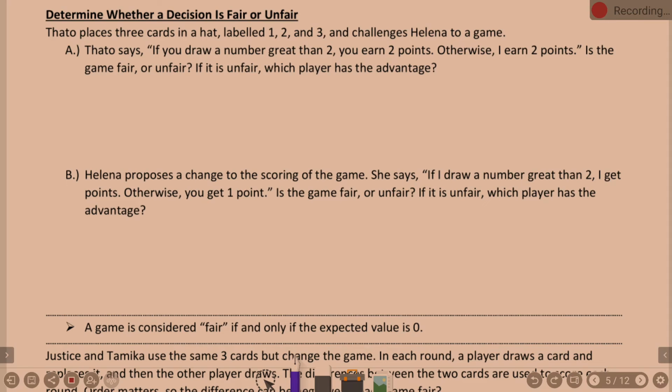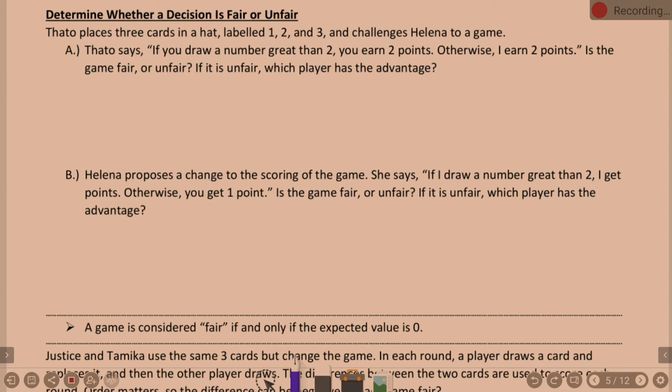Thado places 3 cards in a hat, labeled 1, 2, and 3, and challenges Helena to a game. So here's the hat. Thado says, if you draw a number greater than 2, you earn 2 points. Otherwise, I earn 2 points. Is the game fair or unfair? And if it is unfair, which player has the advantage?